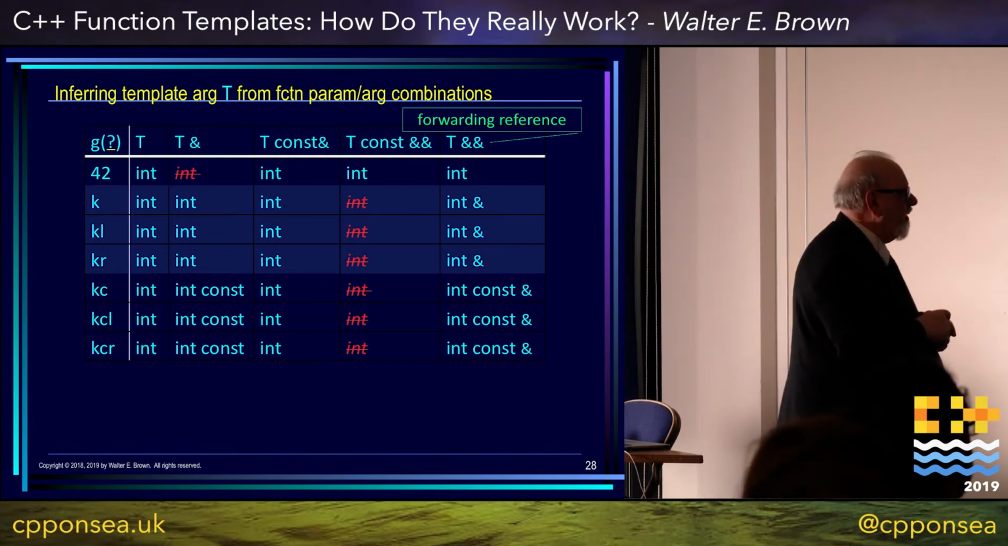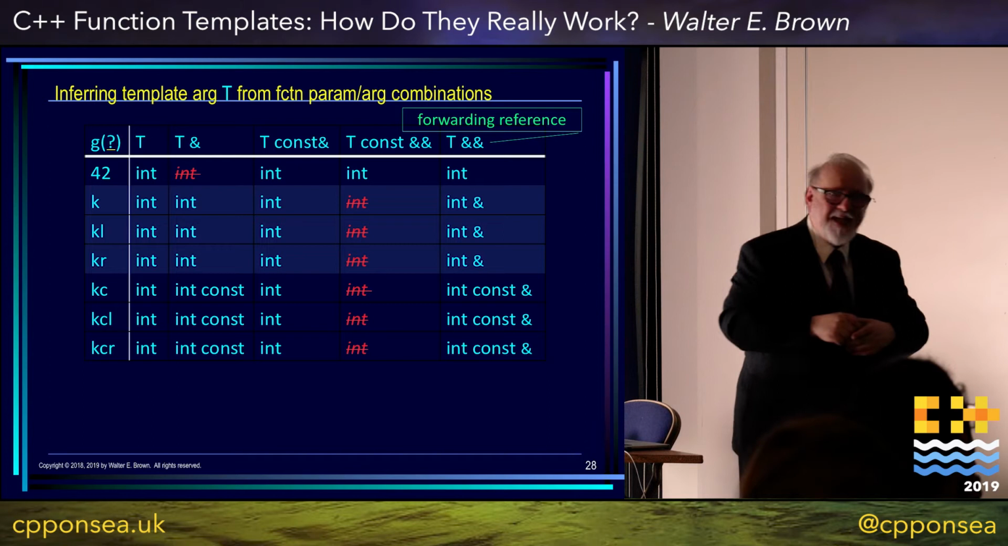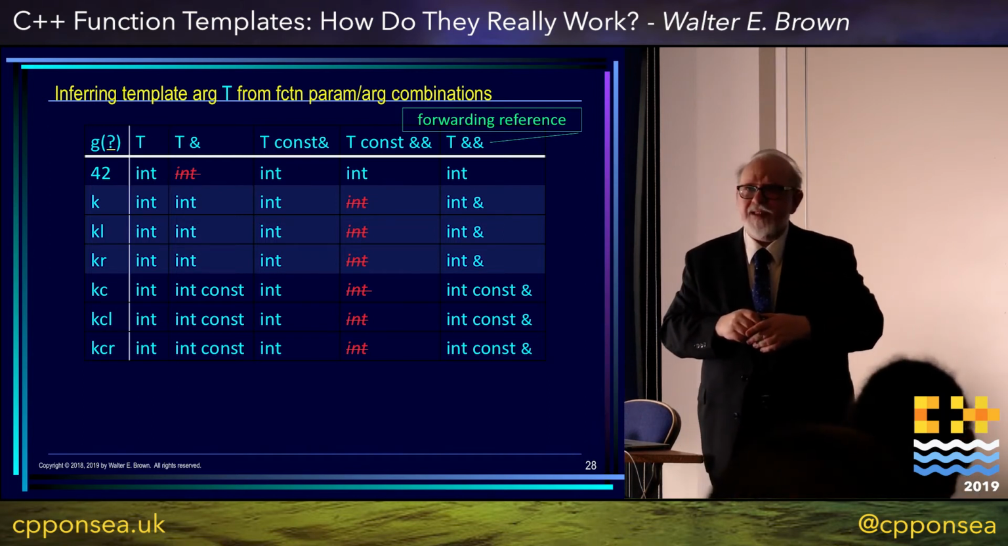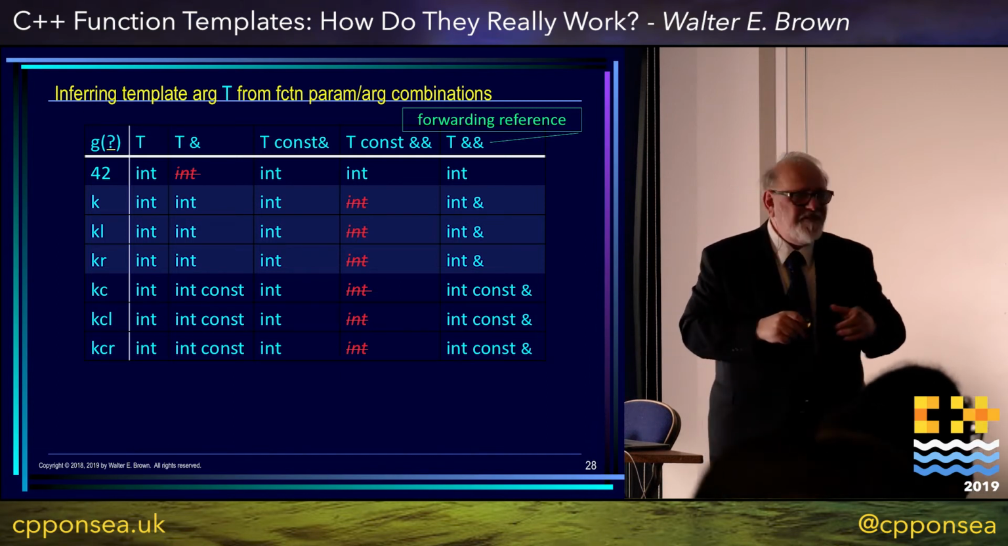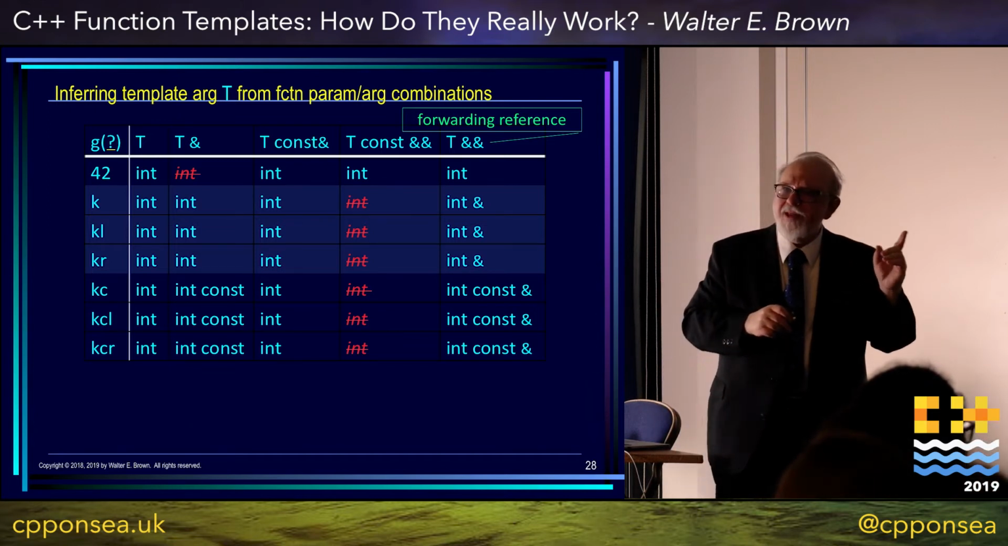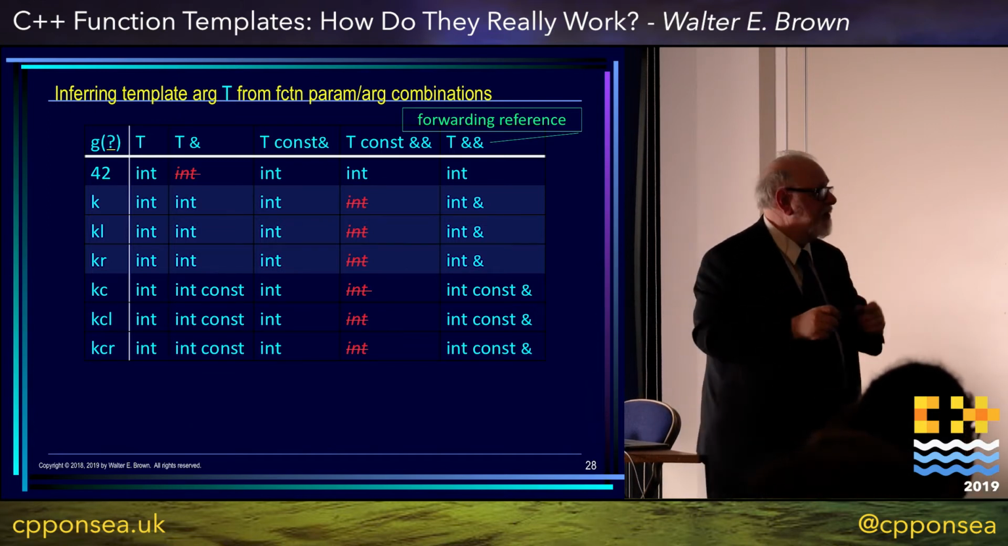And the point of a forwarding reference is that you end up figuring out exactly what the right type is and matches the type of the parameter. So I have not found a matrix like this anywhere online. It might be there, but I just haven't found it. So I hope you find this useful.